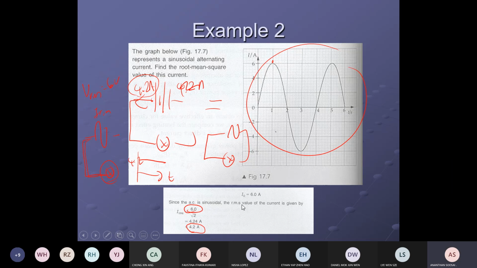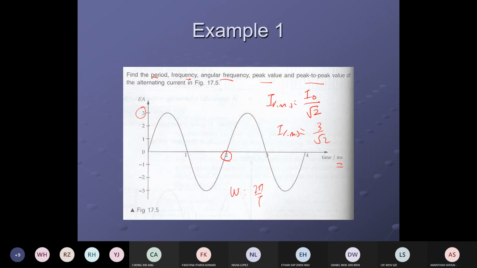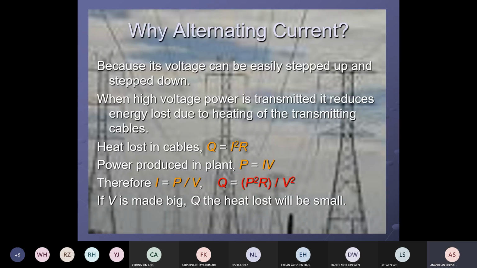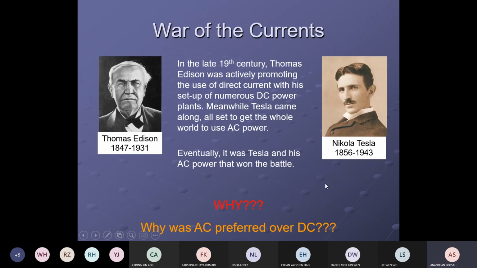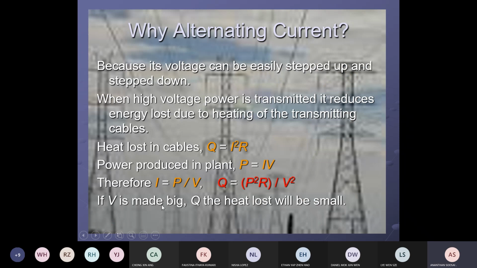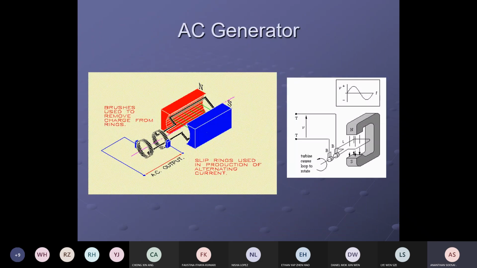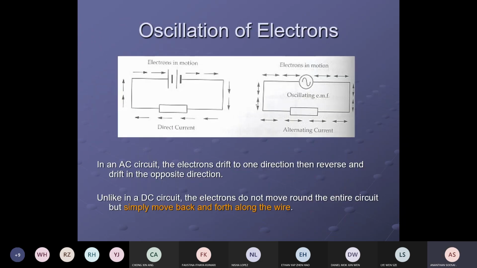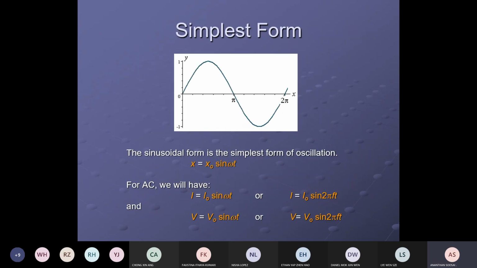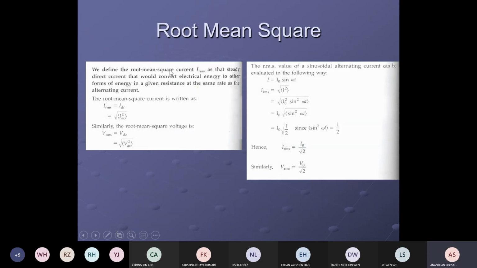Okay, so that's all for today. I don't want to continue. So what did you learn today? You learned why AC is better than DC, because energy loss in the cable can be reduced. Then we talked about the RMS value. What is RMS value? The RMS value of an alternating current is a value equivalent to the direct current which dissipates the same rate of heat energy across a fixed resistor, across a fixed resistor.